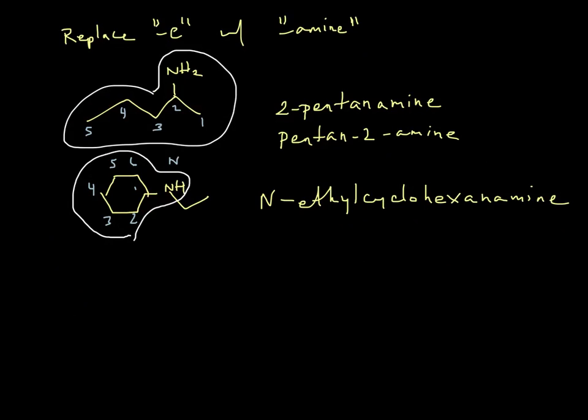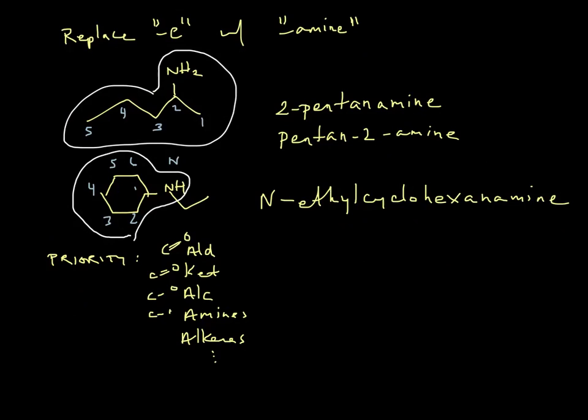All right, the priority for these, you may recall that at this point what we have covered is aldehydes, ketones, alcohols, and amines fit right below alcohols. And then we go down to alkenes, etc. So this is a C double bond O. This is a C double bond O. This is a C single bond O. This would be a C N, and this would be just a bunch of carbon bonds.